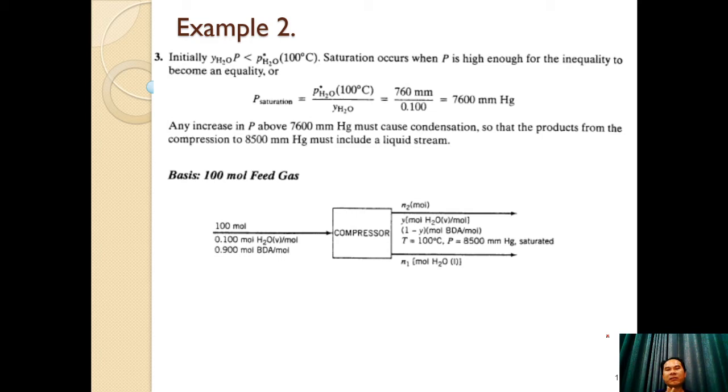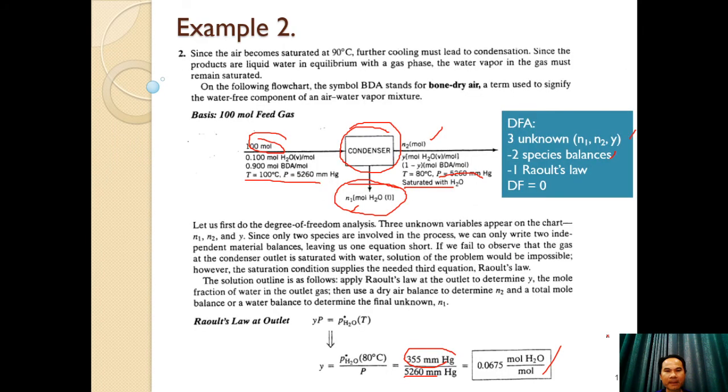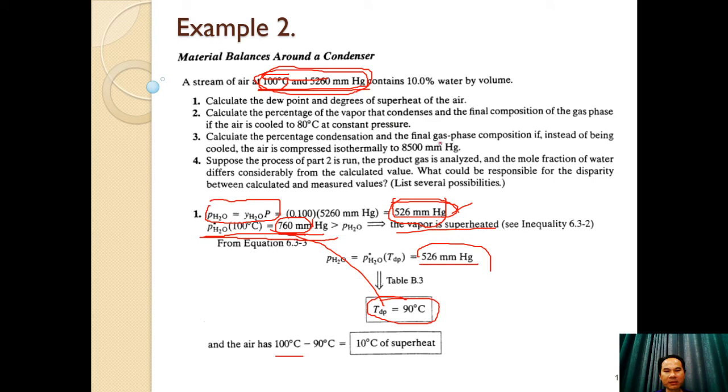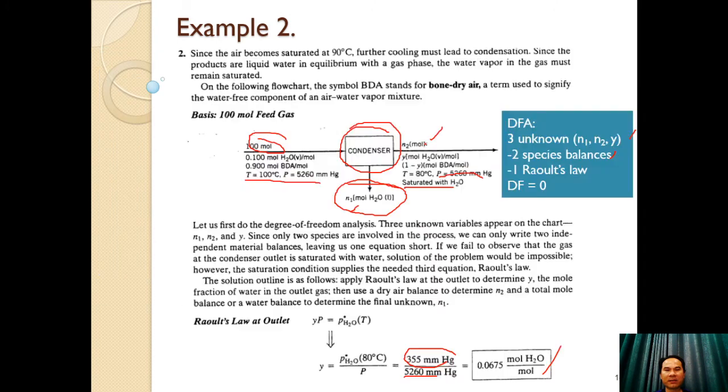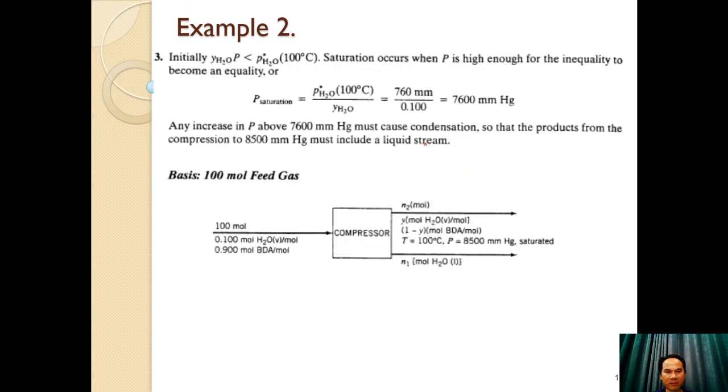The third one, we did not change the cooling, but we increase the pressure to 8,500 millimeter mercury. In this case, you check the state first, because initially we know the mole fraction of water multiplied by P, or partial pressure, is less than vapor pressure. This is the high pressure. That's why it's superheated. It's high enough to encourage it to become equality.